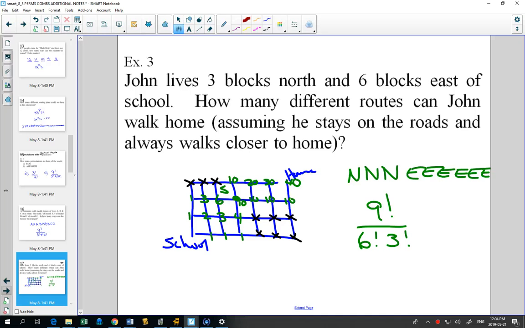And then we could add a part C where there's a restraining order. He can't be within 3 blocks or something. How many ways can he go home?